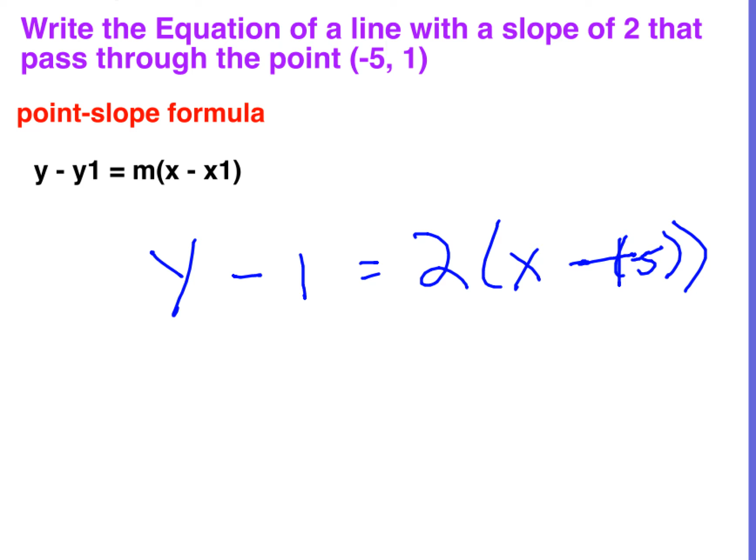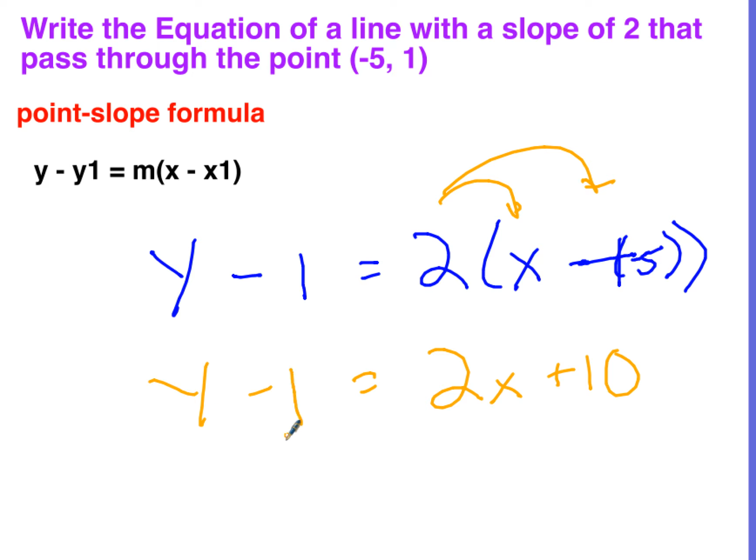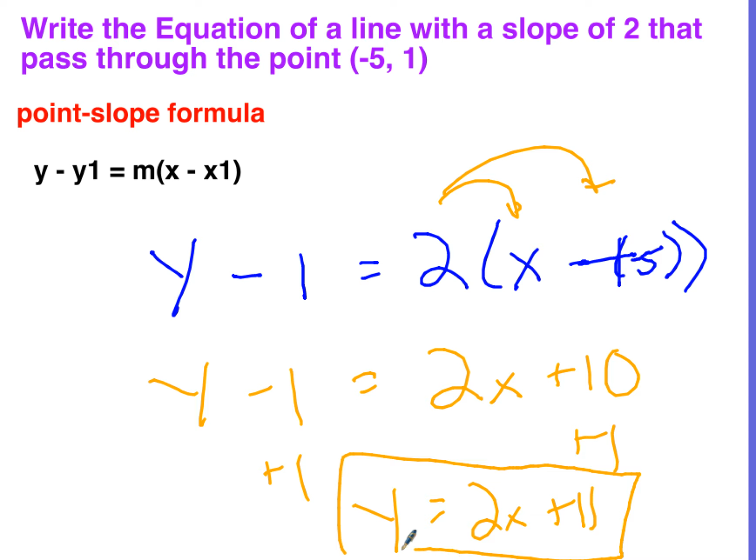And now I can use my distributive property and simplify it and convert it to slope-intercept form. That gives me 2x plus 10. And I got y minus 1 on the left side. And now I just got to bring this -1 over by adding 1. And I get y equals 2x plus 11. That gives me my slope and my y-intercept. This is easy to graph.